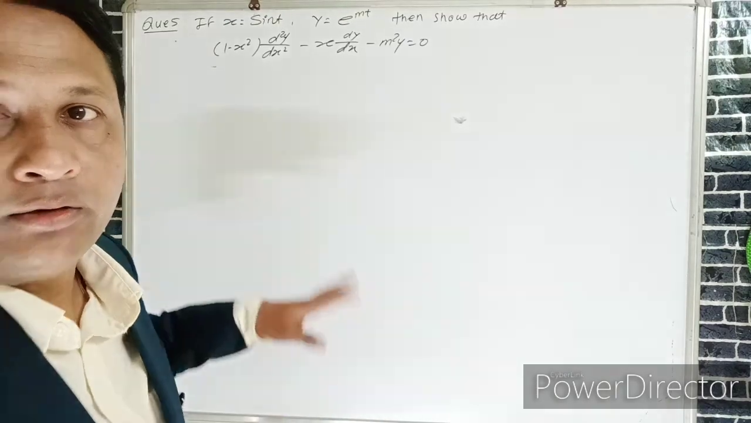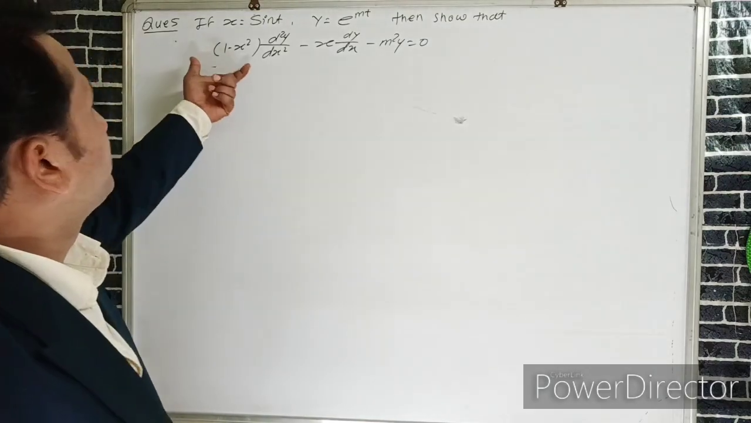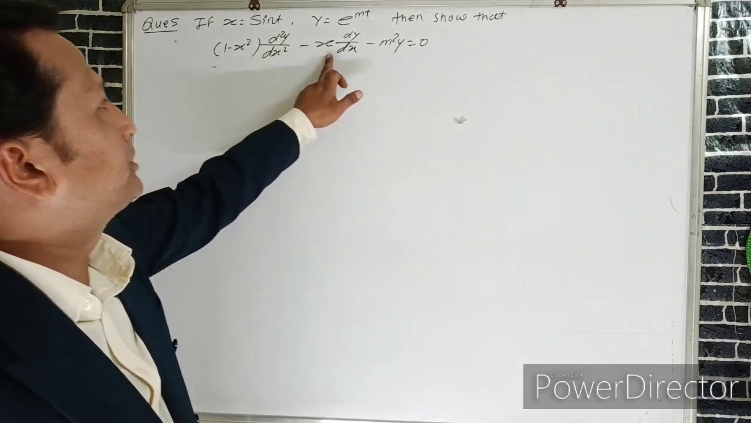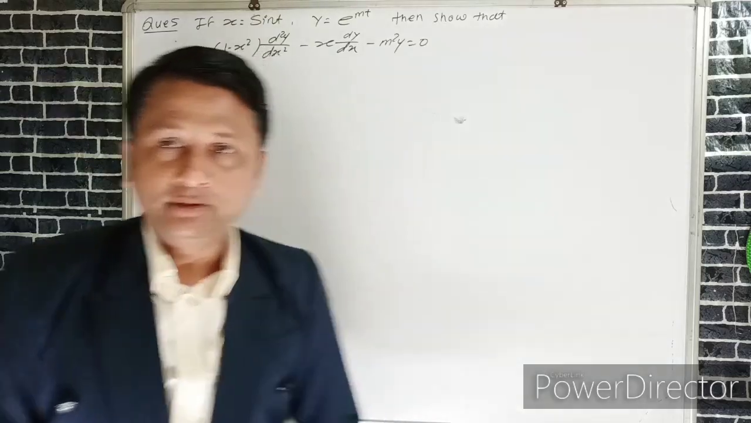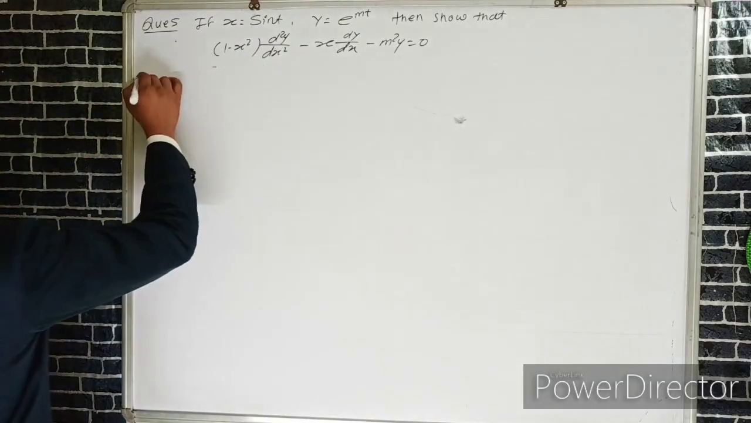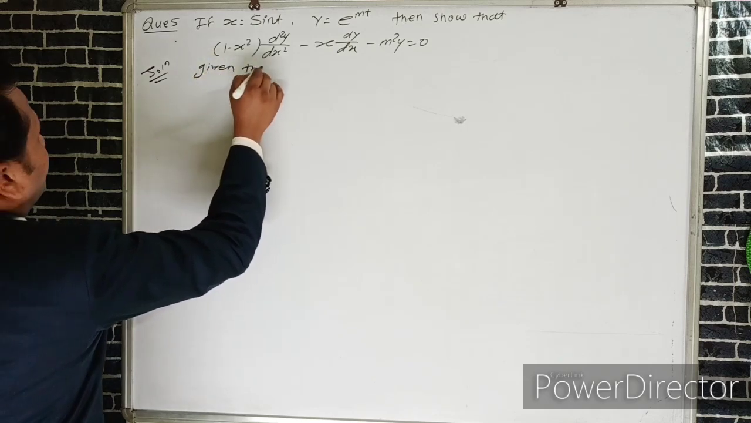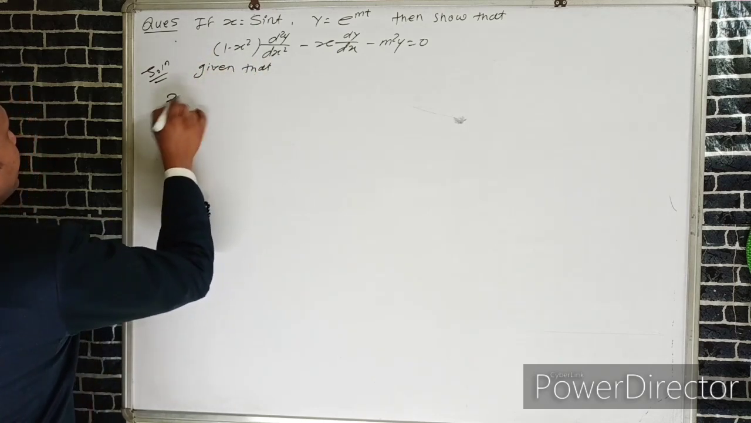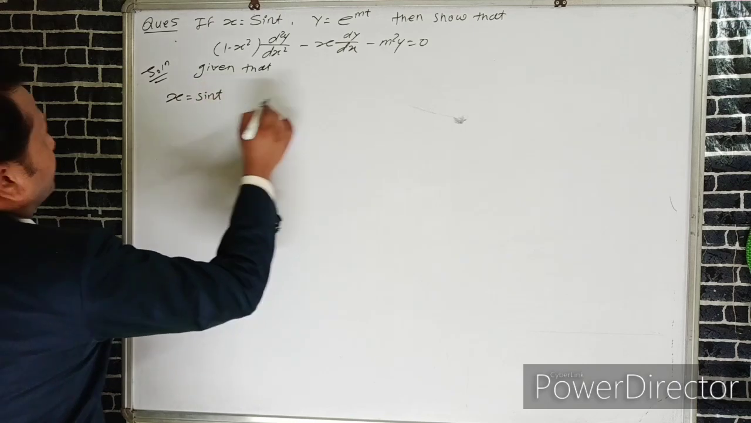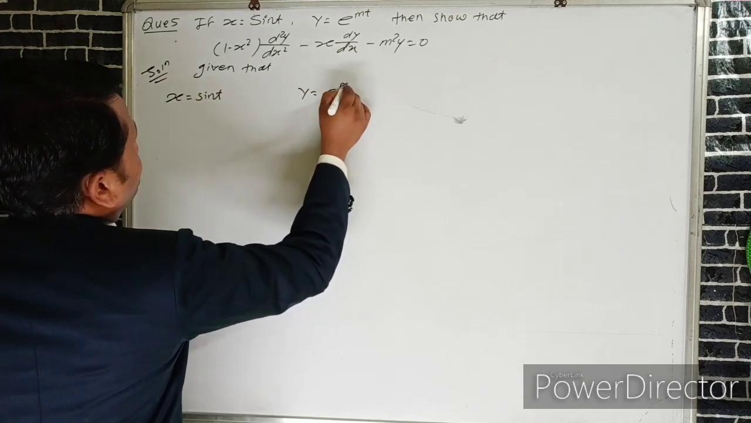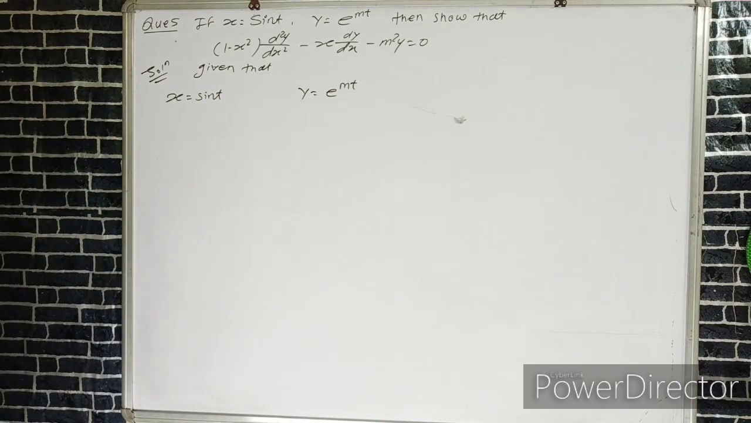So again here we have a similar proof. 1 minus x square d2y by dx square minus x into dy by dx minus m square y is equal to 0. So the given terms: given that x is equal to sin t, y is equal to e raised to the power m into t.